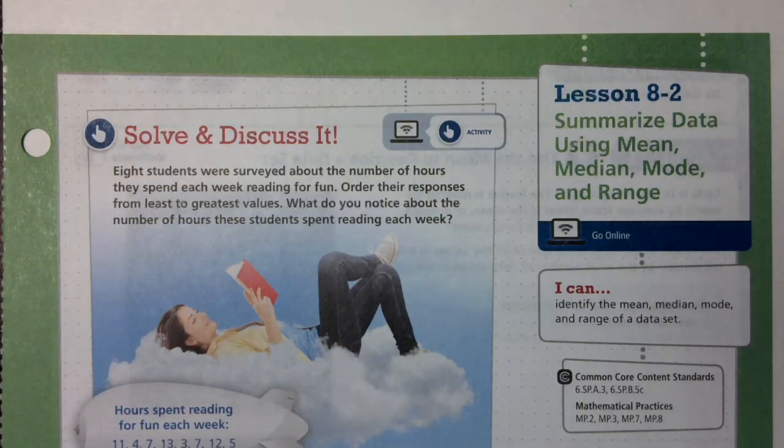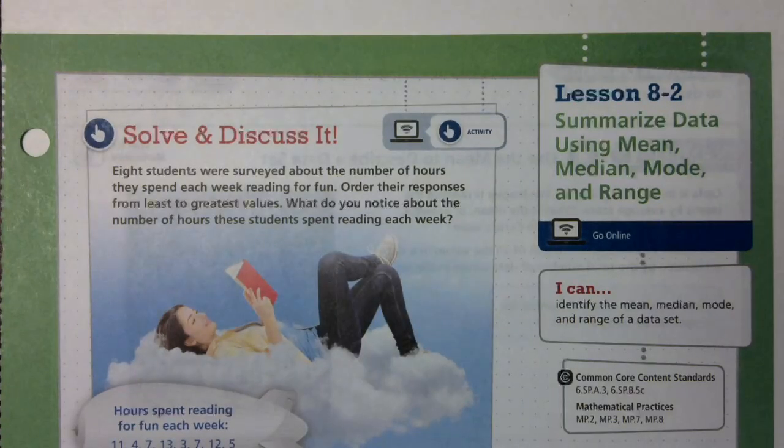8 students were surveyed about the number of hours they spend each week reading for fun. That's a statistical question. Order their responses from least to greatest. Now, order means to put them in order. And we always do least to greatest. You can do greatest to least, but 90% of the people do least to greatest. What do you notice about the number of hours these students spend reading each week?